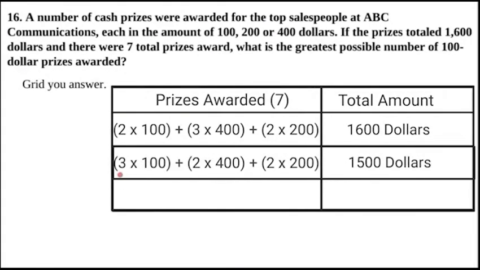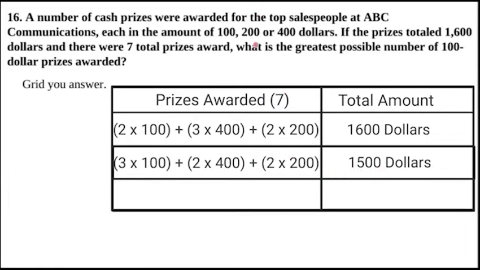So if we choose 3, we can go 3 by 100 plus 2 by 400. That would be 300 plus 800 is 1,100 plus another 400 from the 2 by 200, and that's $1,500. So there would be an amount left over, but remember we're restricted by the 7 here. So we've 3, 2 and 2 is 7. So we can't add in another $100 here because then we'd have 8 prizes. So this one doesn't work out.